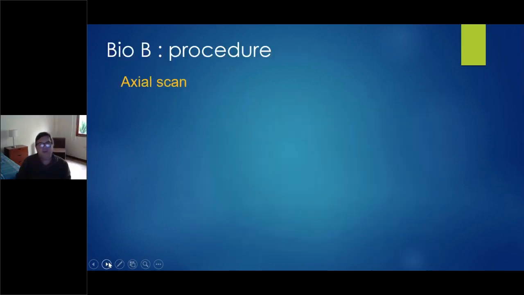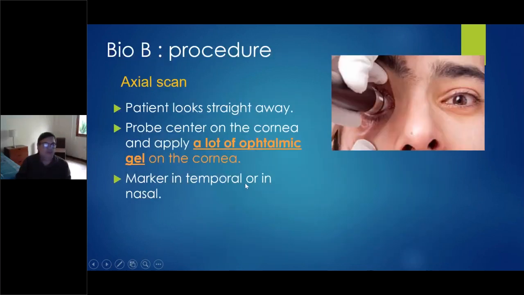This is very useful in the biometry B mode. We will see it in the next presentation. Okay.